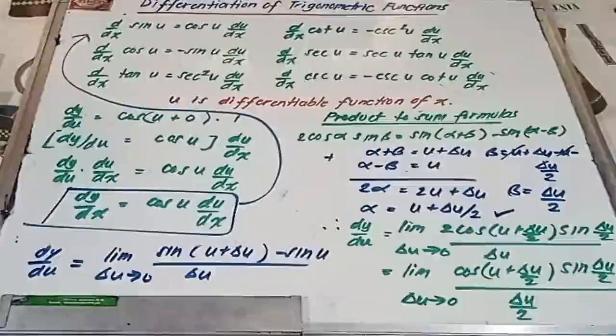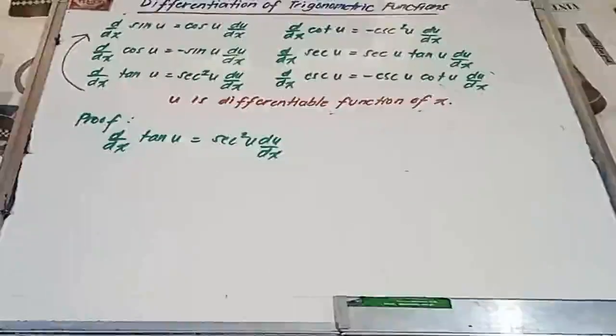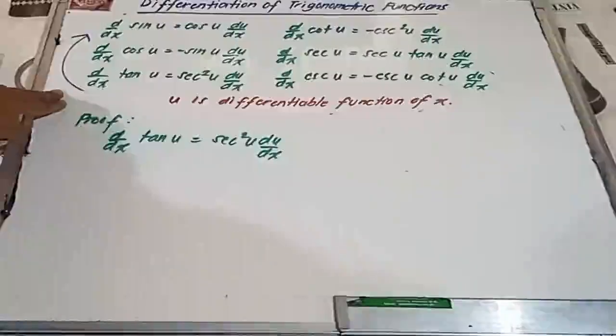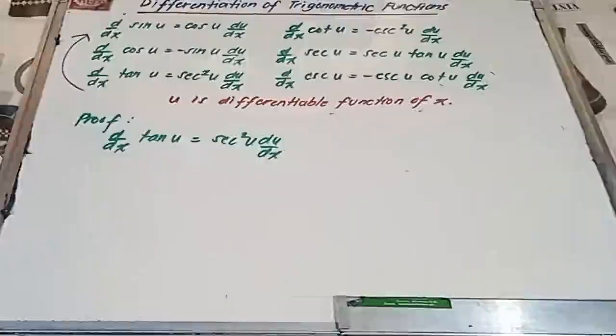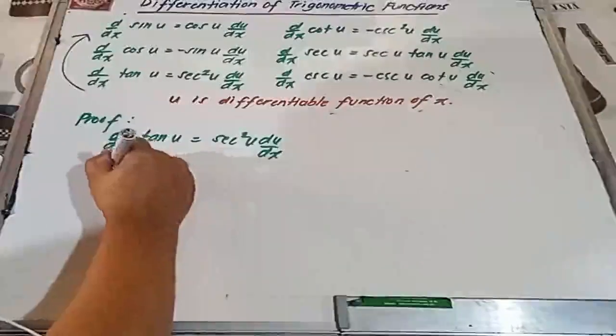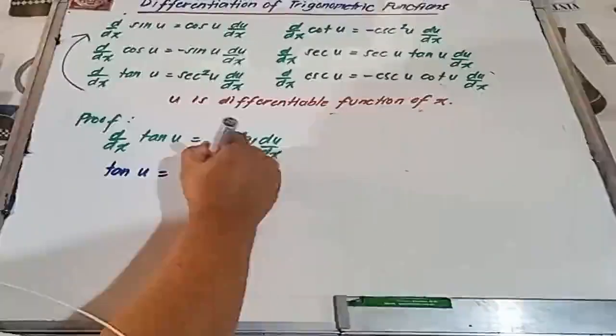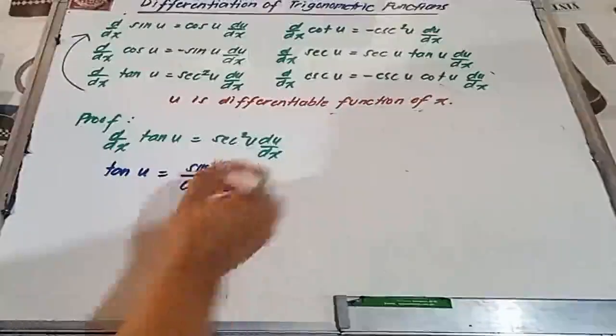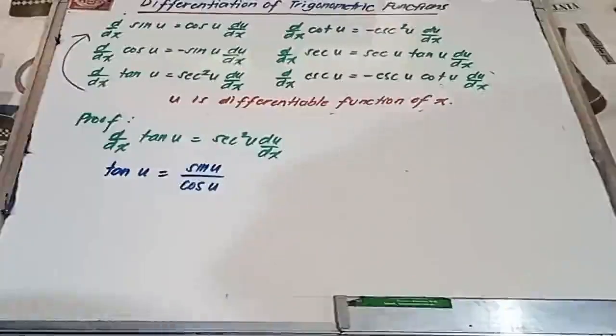So, I'm going to prove another formula of our trigonometric functions. This one. Okay? For the proof of our third formula for the derivative of trigonometric functions, we're going to apply implicit differentiation. But first, we all know that we can rewrite tangent u as a quotient of two identities. So this is our first step. We have tangent u is equal to sine u over cosine u. And then, let's take right away the derivative of both sides of our equation with respect to x.